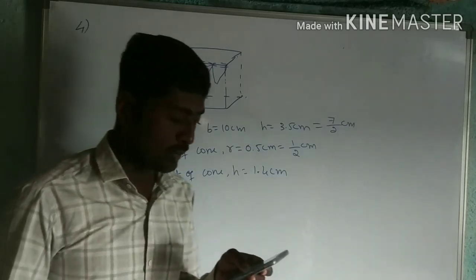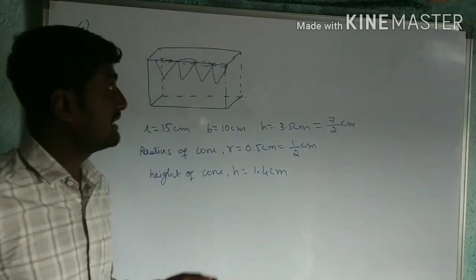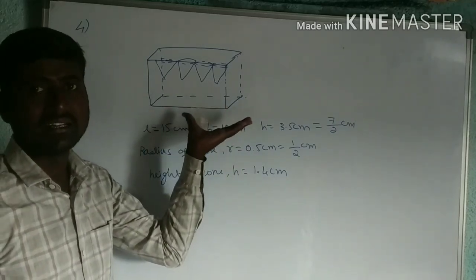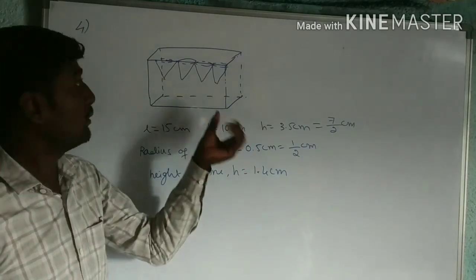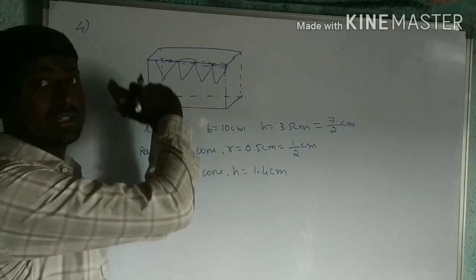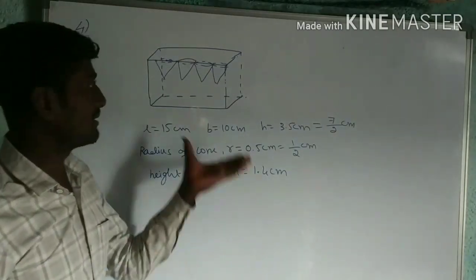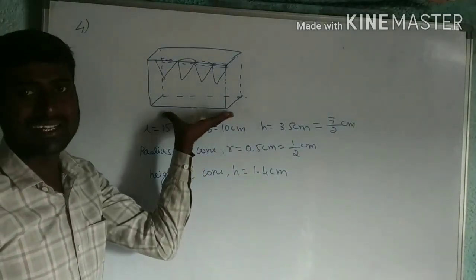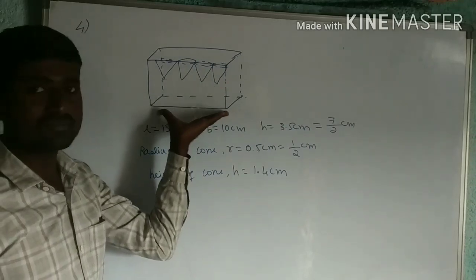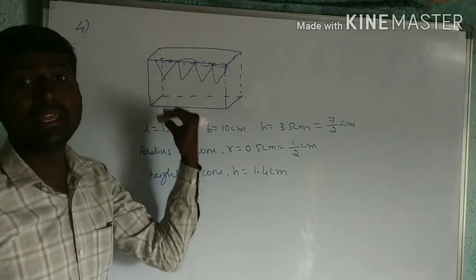Next, find the volume of wood in the entire stand. Initially there was a cuboid made of wood. Now we are going to form 4 conical depressions. By removing those conical depressions, we are removing some wood. So it forms a pen stand now. What is the volume of this pen stand? That means what is the volume of the remaining wood.